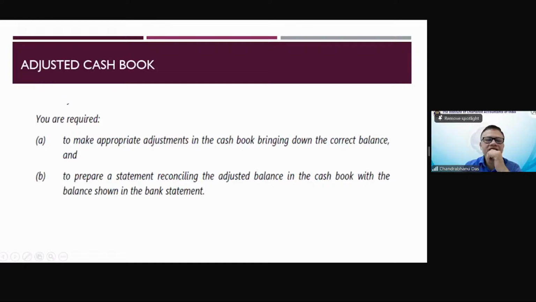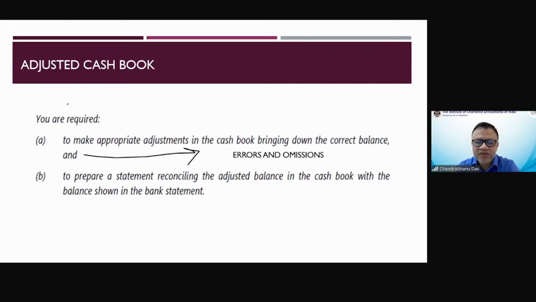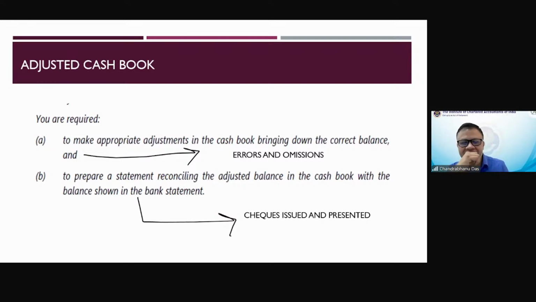So now you see what the question is. The question is first asking you to make appropriate adjustments in the cash book, bringing down the correct balance. Then you prepare a statement reconciling the adjusted balance in the cash book with the balance shown in the bank statement. So first of all, you have to adjust the cash book for a correct balance. Then you prepare the BRS. Here, like I discussed, all the errors and omissions have been taken here, and here all the checks issued or presented have to be taken, the timing differences.